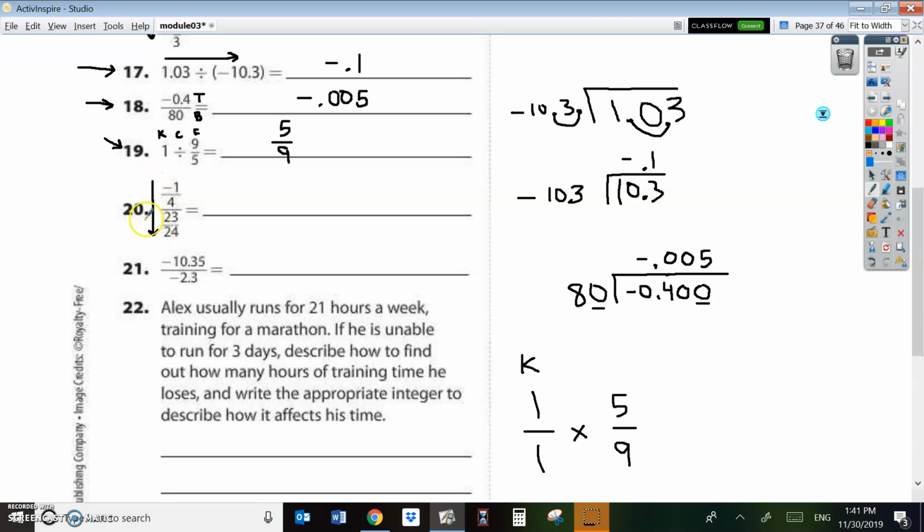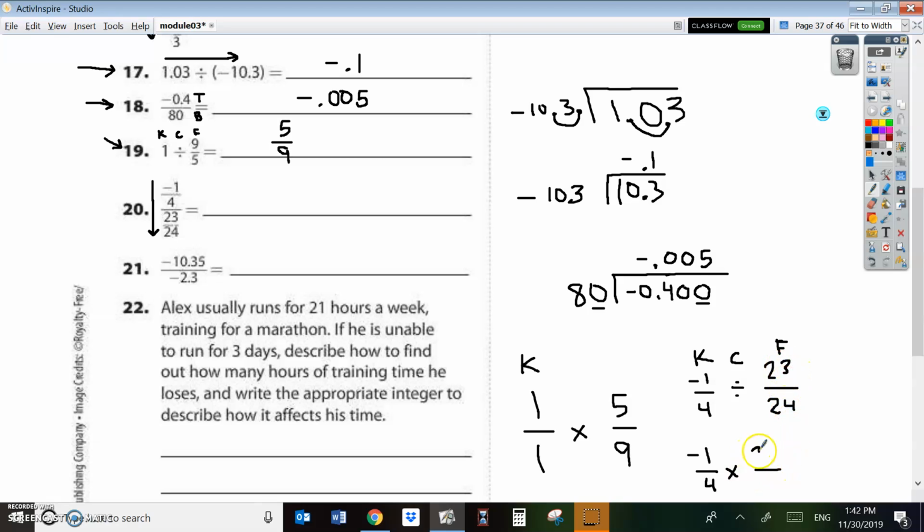This problem, 20, you have a complex fraction inside a fraction. Go ahead and write that horizontally, so let's put that right here. -1/4 divided by 23/24. Go ahead and keep the dividend the same, change the division to multiplication, and flip the divisor. This is the same as multiplying by the reciprocal. So multiply by the reciprocal.